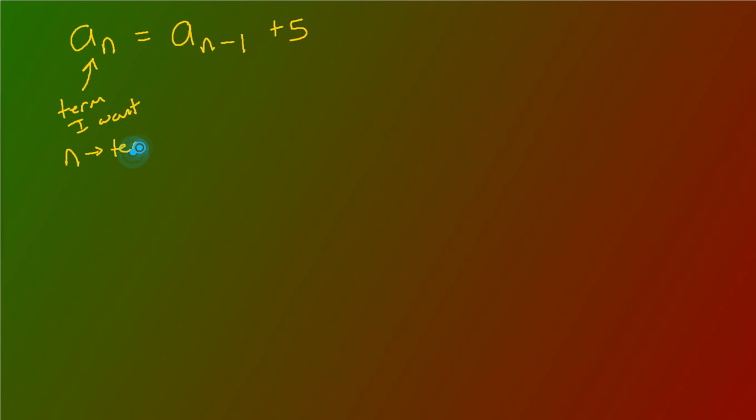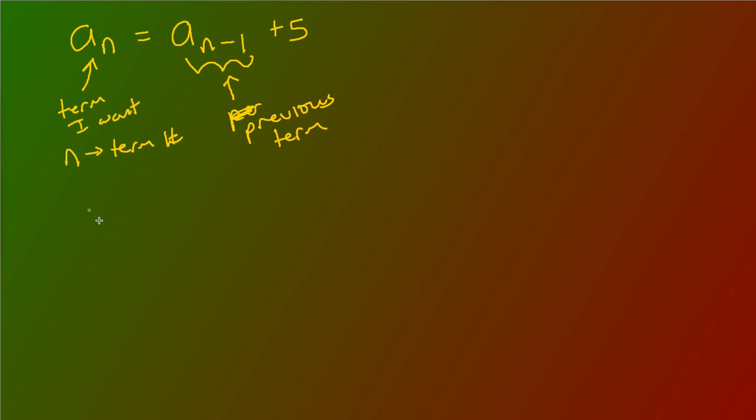So let's unpack this a little bit. Let's take a look. So when I wrote that formula, it looks something like this, right? And what does this mean? Well, this is the term I want. And n, that is the term number. Well, then what is this piece right here? Well, that is the previous term. So the one that came just before it. And this 5 just tells me what I'm doing.